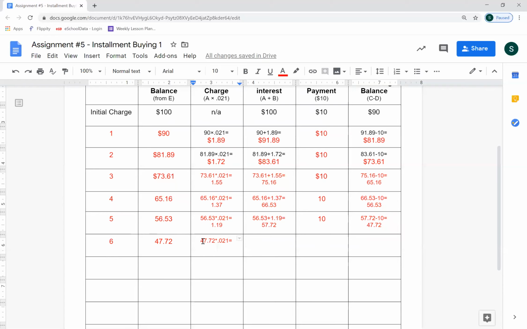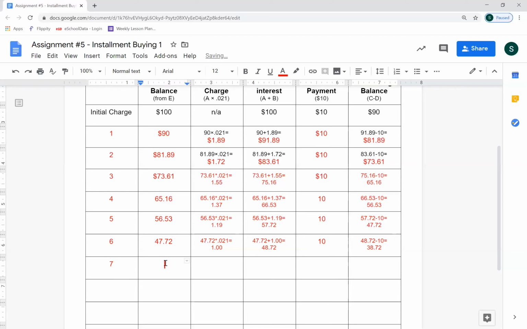And that is $1 even. So when I add in the dollar that they're charging me in interest, now I owe $48.72. My minimum payment continues to be $10. So I subtract my minimum payment from my balance, and now I have $38.72 left on my credit card.